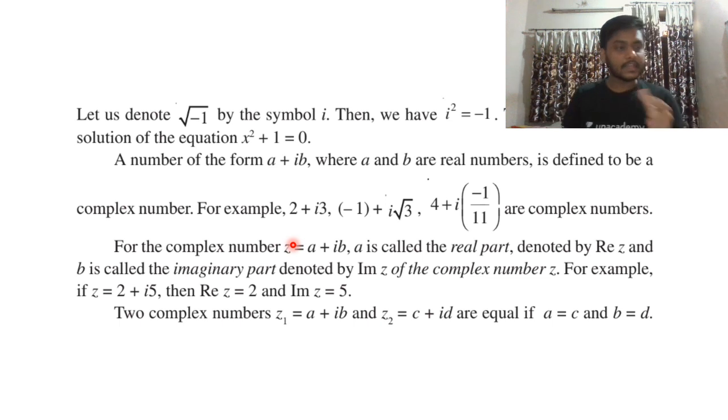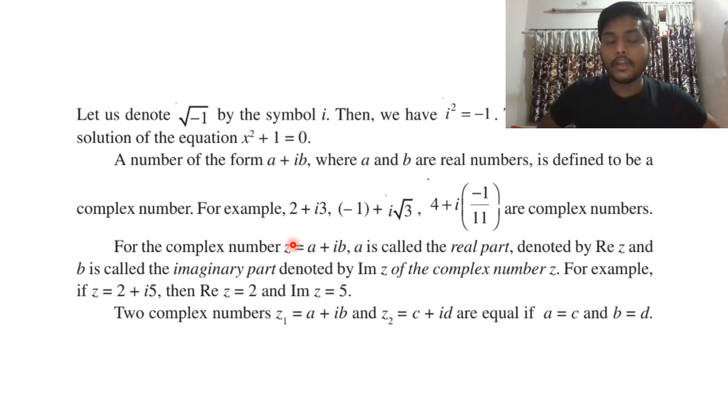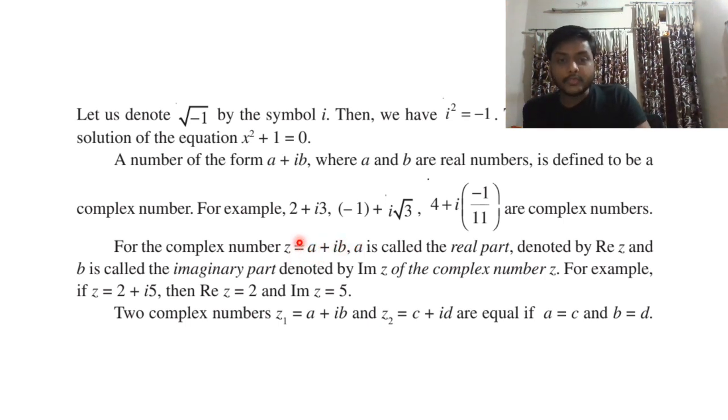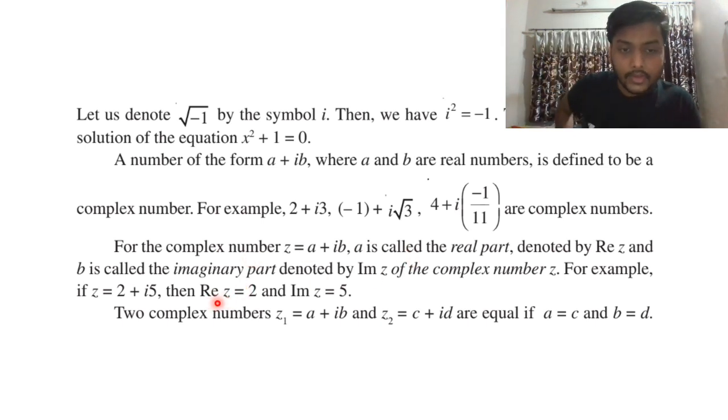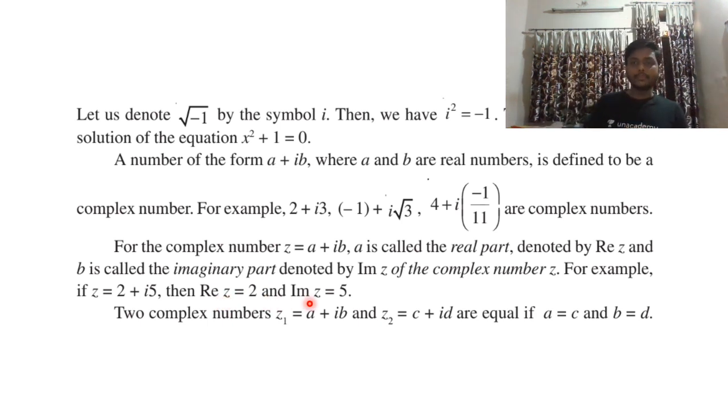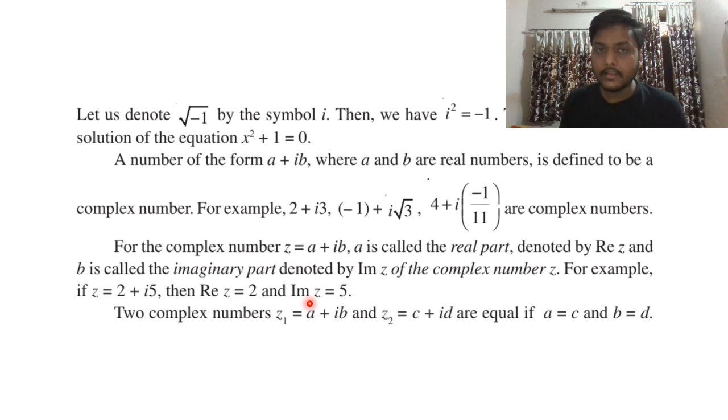Any number of the form a plus iota b will be considered a complex number, provided that a and b are real numbers. Here a forms the real part, and b forms the imaginary part. When I say the complex number z equals a plus iota b, a is my real part and b is my imaginary part. We write it as real part of z and imaginary part of z, meaning the real part and the imaginary part of the complex number z.